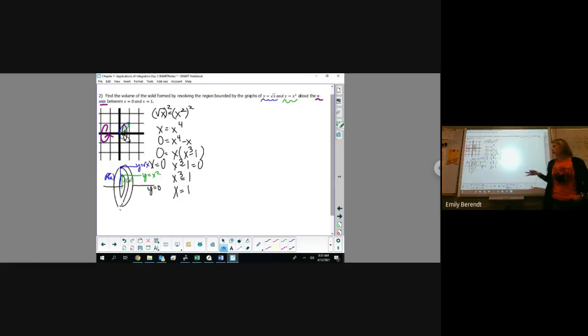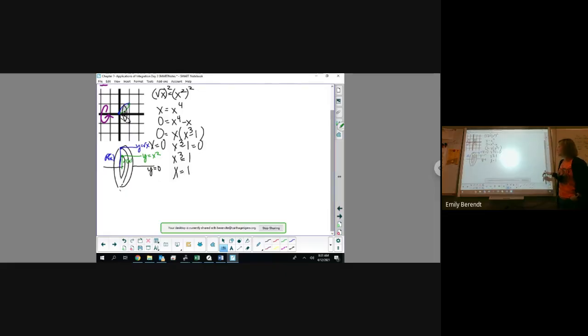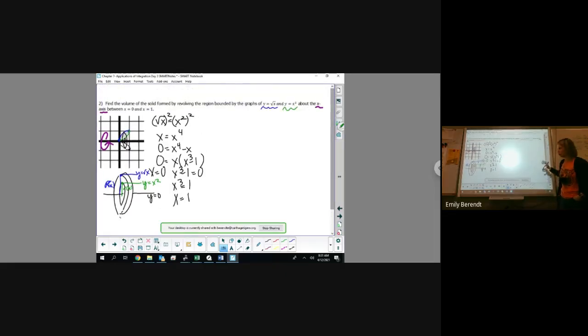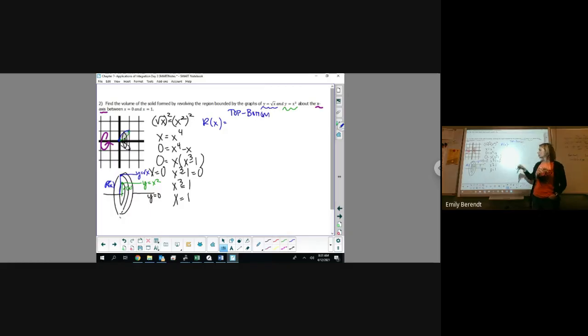So once again, when you go to find big R of x and little r of x, these two aren't horrible because you're taking it to y equals 0. The big R of x, remember that you always want to do top minus bottom. So top is the square root of x minus the bottom of big R of x, which would be 0. Just leaves us with the square root of x again. Little r of x is x squared to 0, top minus bottom, which just leaves us with our x squared.